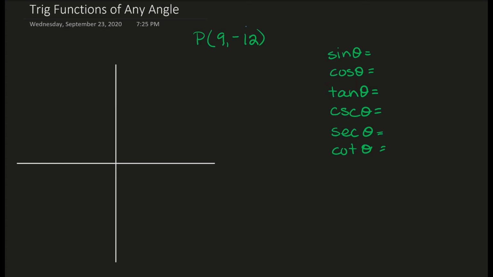So let's try this. 9, -12, so this is our x and this is our y. So we know that this is going to be in quadrant 4. Let me rewrite that so it's neater. All right, so I went to the right 9, and then I'm going to go down -12. So let's draw this triangle here.